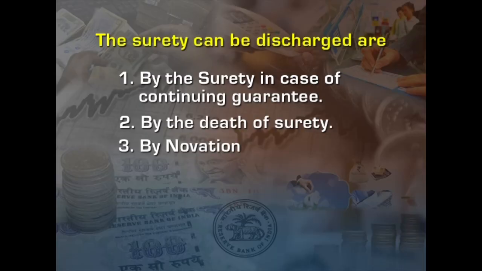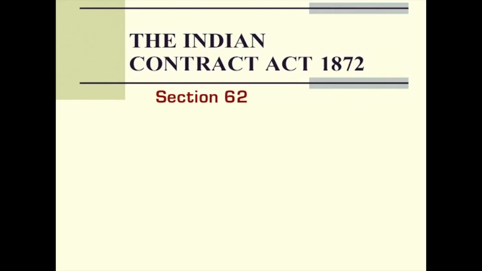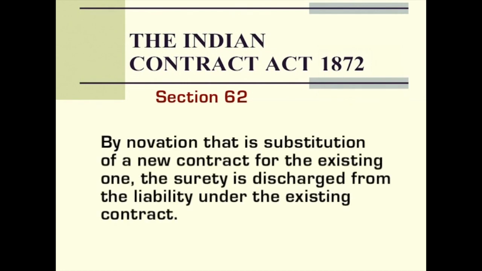3. By novation. Under Section 62 of the Indian Contract Act, by novation, that is, substitution of a new contract for the existing one, the surety is discharged from the liability under the existing contract.